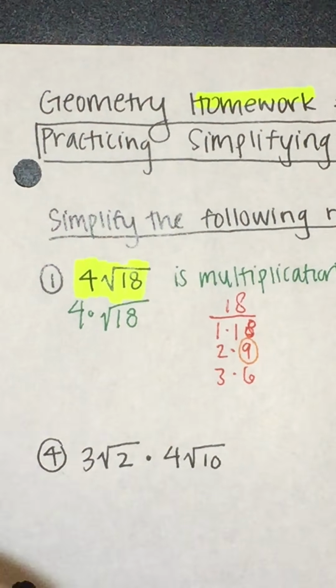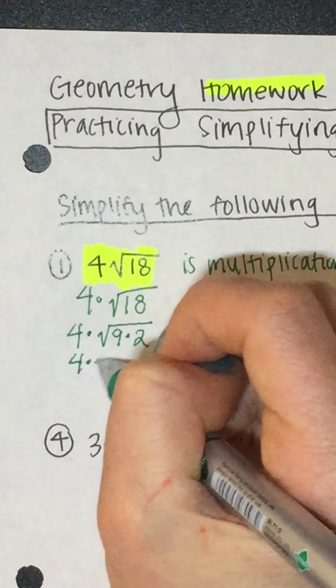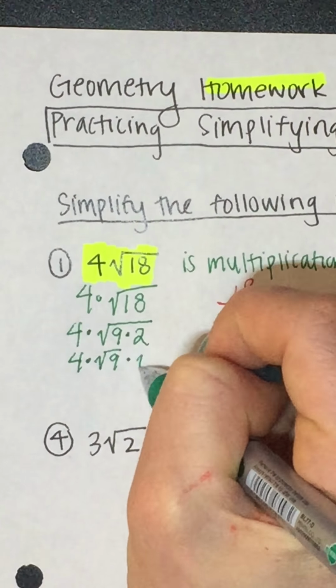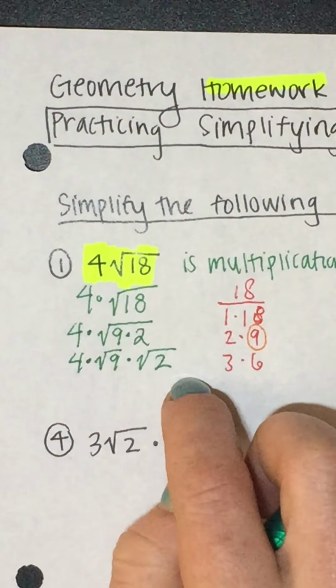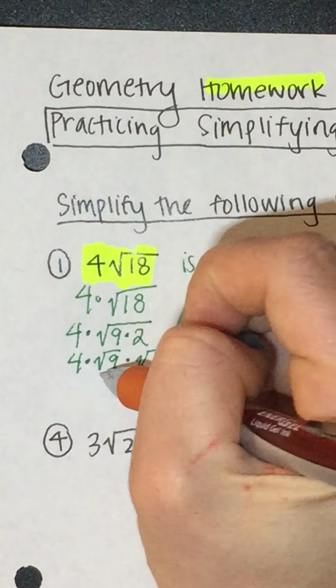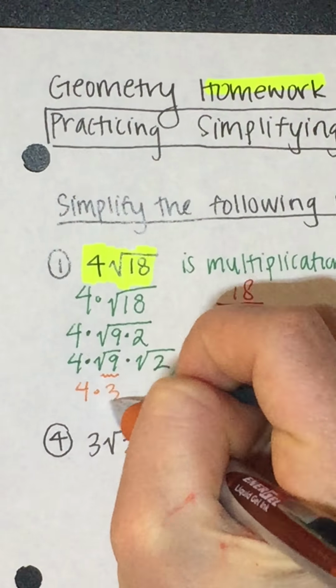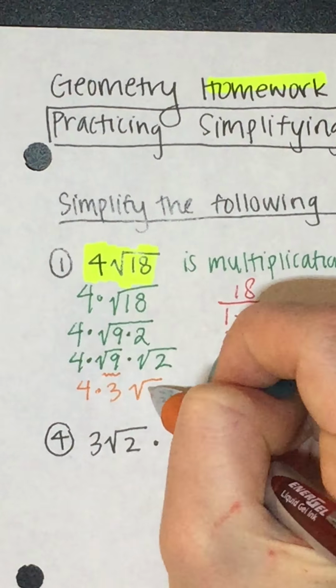So next I have 4 times the square root of 9 times 2, because 18 is equal to 9 times 2, and I chose 9 because it's a perfect square. Next, I have 4 times the square root of 9 times the square root of 2. I just split them up into their own radicals. And I have 2 more steps. The square root of 9 is equal to 3. So I have 4 times 3 times the square root of 2.